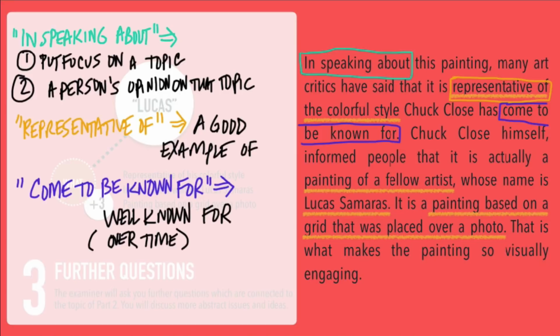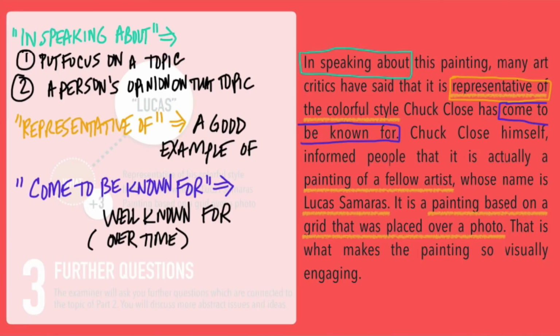For example, let's say Obama. Obama came to be known for his kindness to citizens. So he was the president, but over time, people watched how kind he was to people. So he came to be known for his kindness to others. Okay, let's keep going. Chuck Close himself informed people that it is actually a painting of a fellow artist whose name is Lucas Samaras. Now, in this sentence, the first three words are very interesting.